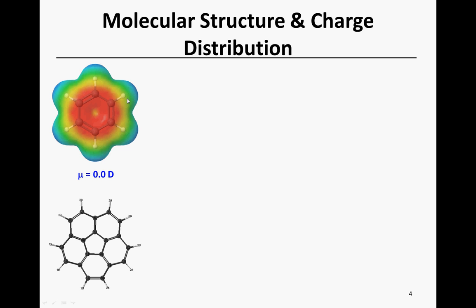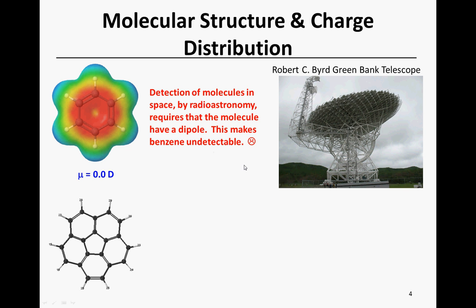Since this is a really nice D6h symmetry, where all of the atoms are opposed by an identical atom on the opposite side of the ring, it results in no dipole moment, which is sort of sad for folks in my type of research. We're really interested in what kind of organic species might be found in space. And radio astronomers use big dish telescopes like this one to make those searches. In order for a molecule to be detectable by radio astronomy, it needs a dipole moment. So that takes benzene out of the mix of possible molecules that we could detect using this technique in space.